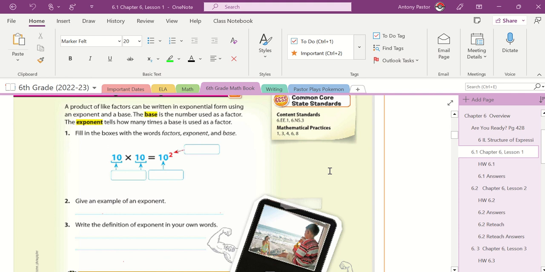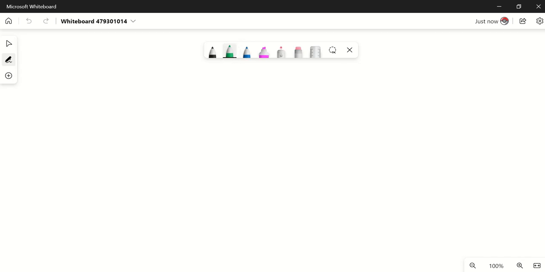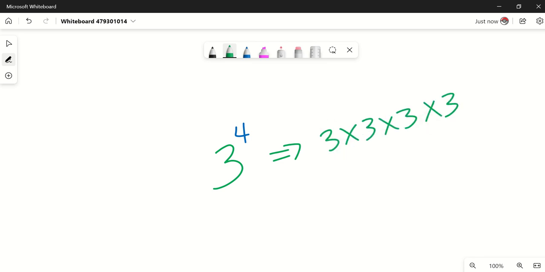An exponent would look something like this. So if I give you 3 with a little number above it like 4, this is an exponent. This actually means 3 times 3 times 3 times 3. Or we take our bottom number, which is known as our base. That number is going to be multiplied by itself however many times this little number here says. And this little number is our exponent.